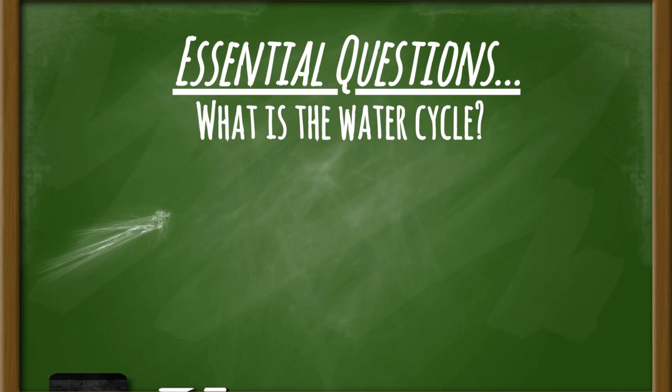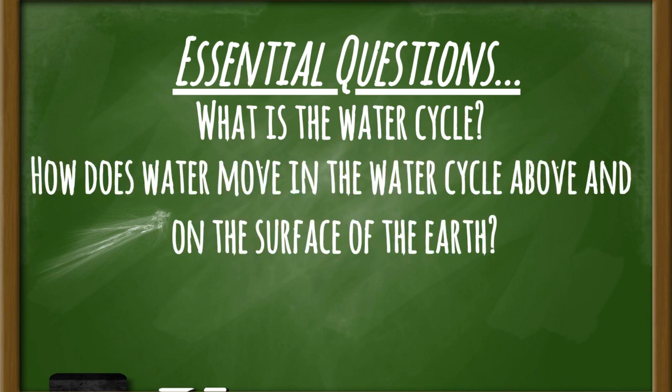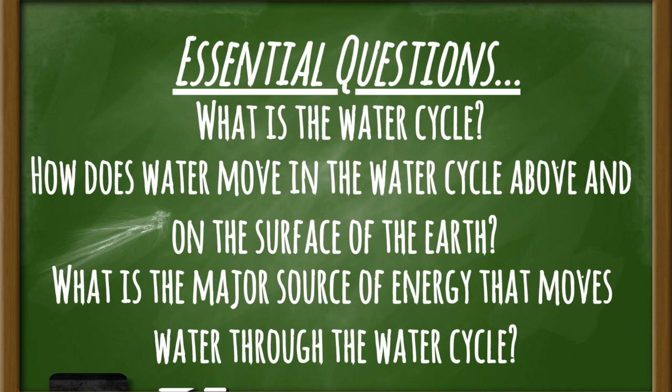The second one, how does water move in the water cycle above and on the surface of the earth? Say that one with me. How does water move in the water cycle above and on the surface of the earth? And our last one, listen to me first. What is the major source of energy that moves water through the water cycle? Read that one with me. What is the major source of energy that moves water through the water cycle?